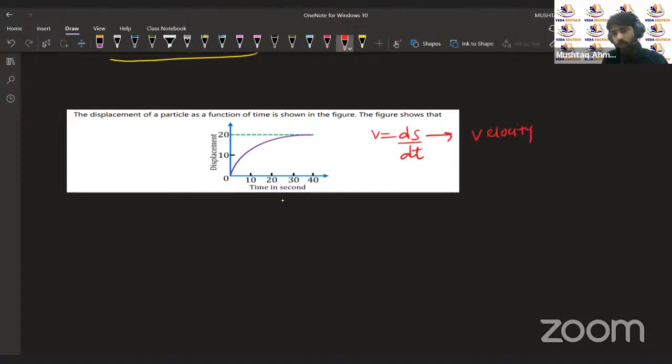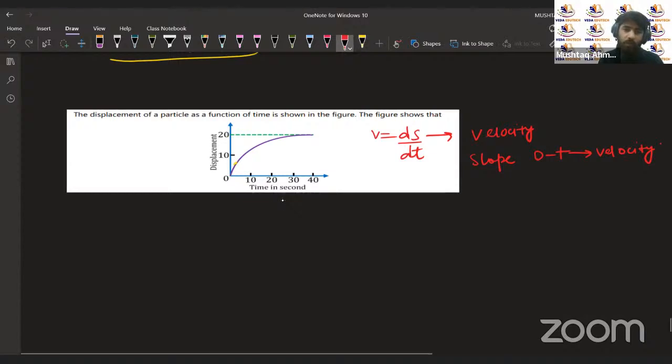Or we can say that the slope of the displacement-time graph will give us the velocity. So if we calculate the slope of this displacement-time graph at any point, this will give us the velocity of the object at that point, right? So let's suppose that this is the point here. If we draw the slope at this point, this is the tangent and this will be the slope. And at this point, this will be the slope.